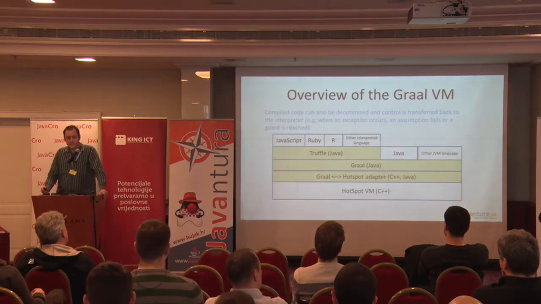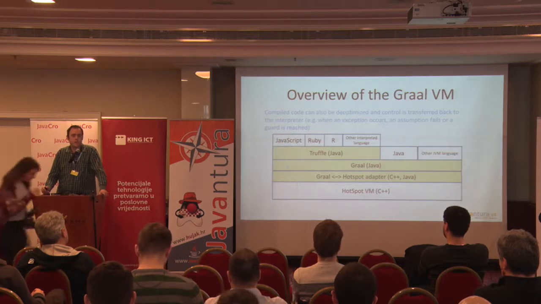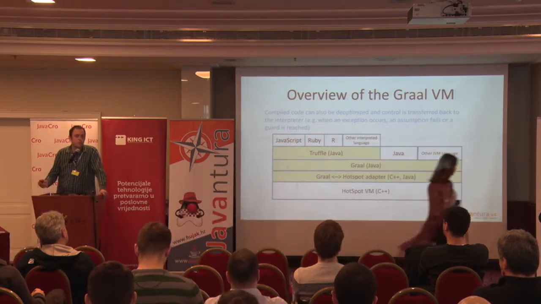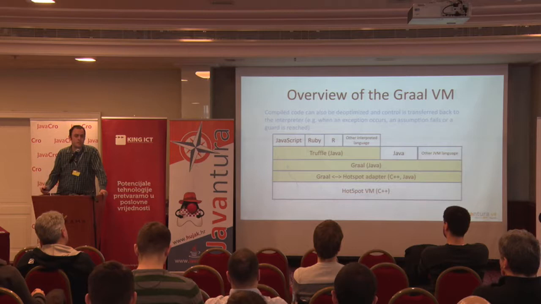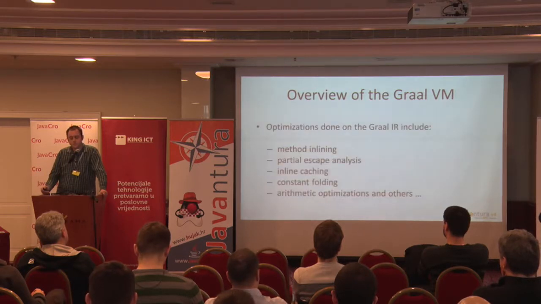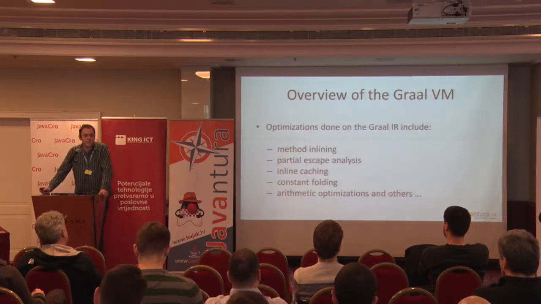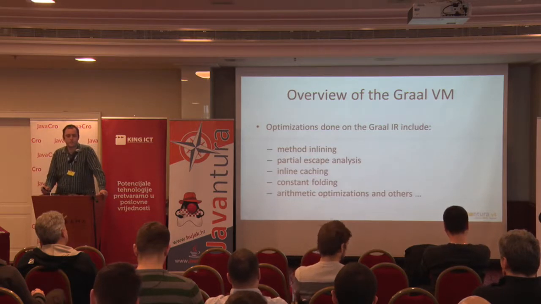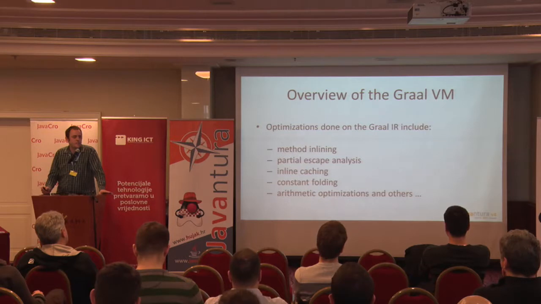So when this happens, there are special routines provided by the Truffle API that allow you at certain points to de-optimize source code that's been optimized by the Graal JIT compiler. There are different optimizations that are being done by the Graal intermediate representation, and they are quite similar to what currently the JVM does with its JIT compilers.